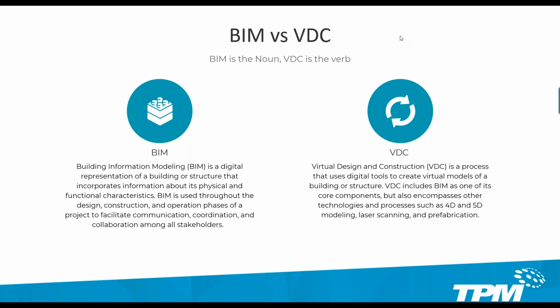LOD is just, you'll hear 100, 200, 300, 350, and 400 for levels of development. Those are really just defining what systems are shown and how detailed those models are going to be. It helps make sure everyone's under the same impression of what will be provided with those models, so that way we know what we can use them for.